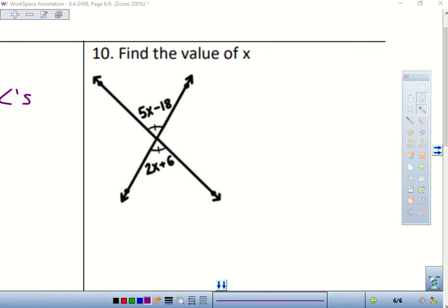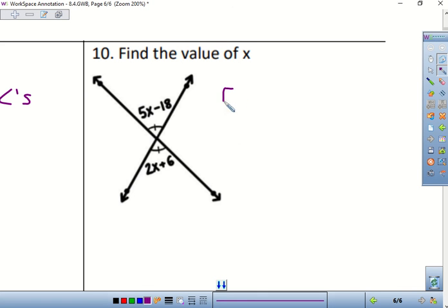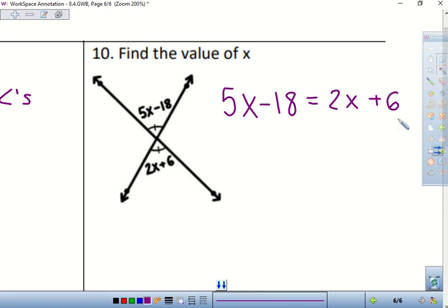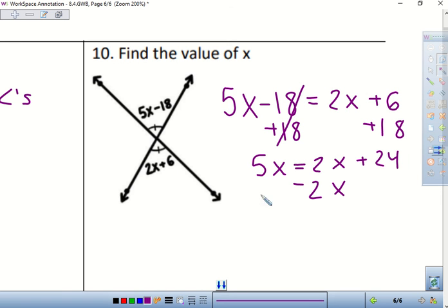So, if these two angles are congruent, I can set them equal to each other, right? If they're vertical angles, you can take them and set them equal to each other. And then we can just use algebra. So I'm going to add 18 to both sides. Subtract 2x on both sides. That gives me 3x is equal to 24, which means x equals 8. Good stuff. Now, I found the value of x.